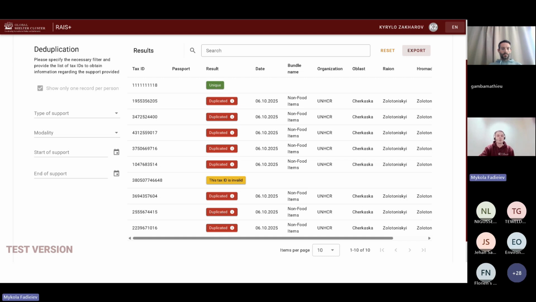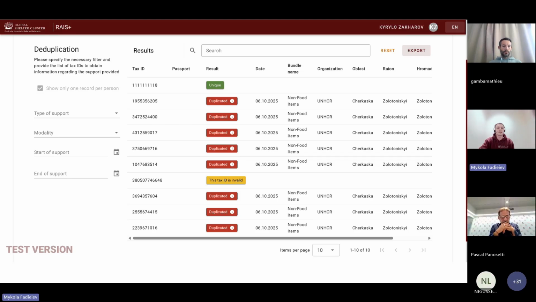And of course, the most important thing here is that this platform can be rolled out in other contexts.